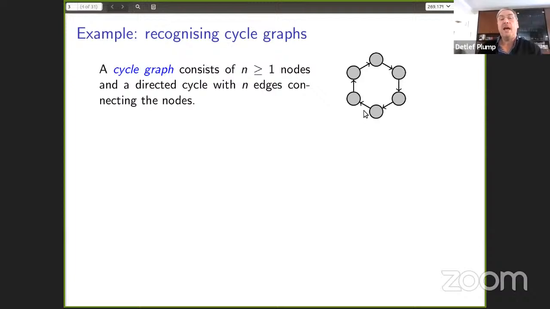We get an input graph, and we want to check: is the input graph a cycle graph? By the way, you see the nodes here in gray. We assume by default that the input graph for all our programs consists of gray nodes only, no other marks. In principle, we have other so-called marks, but here just gray nodes. We get such a graph, either a cycle graph or not, and the program's job is to figure out which.